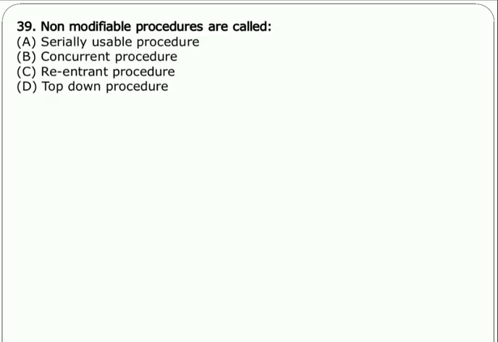Non-modifiable procedures are called, so we call these non-modifiable procedures re-entrant procedures. A re-entrant procedure is a single code of a program which is shared by multiple users at the same time. It refers to a function or method that can be safely interrupted and called again before the previous call is completed. So this type of procedure cannot be altered during execution, maintaining its integrity throughout the multiple invocations. So the answer is the re-entrant procedure. These procedures cannot be modified here.